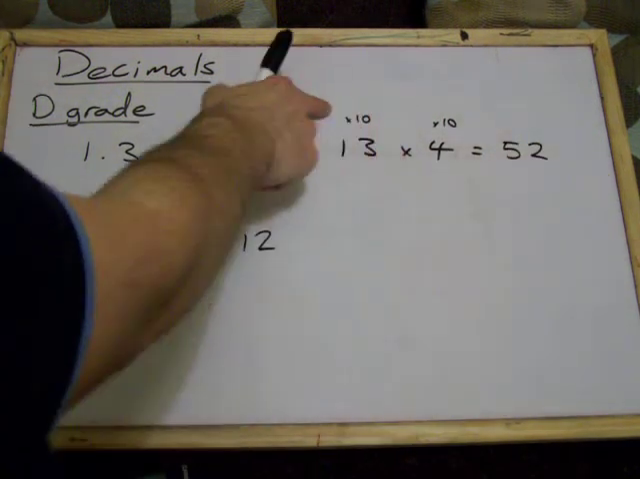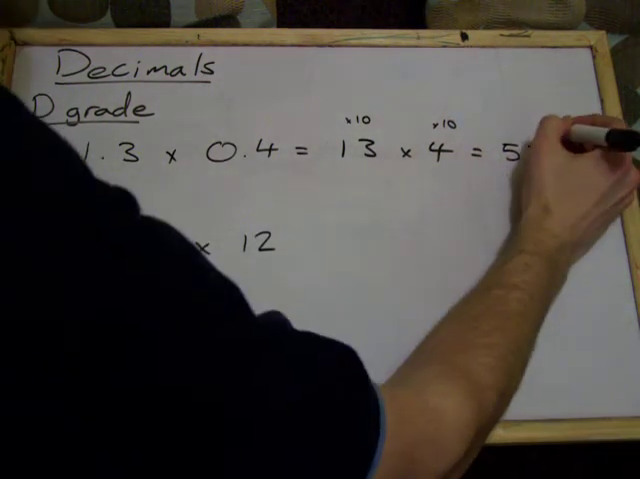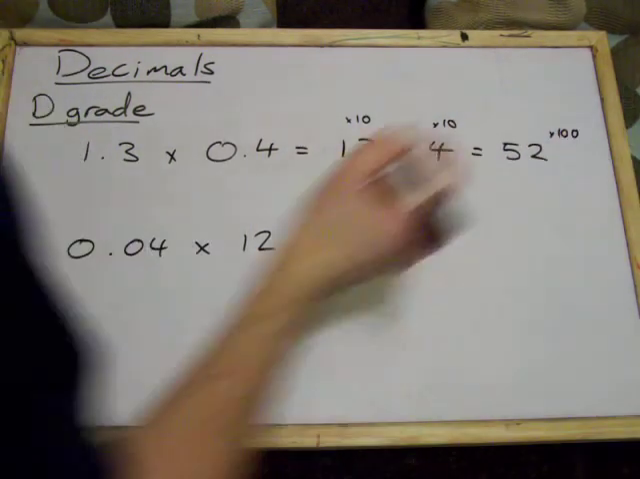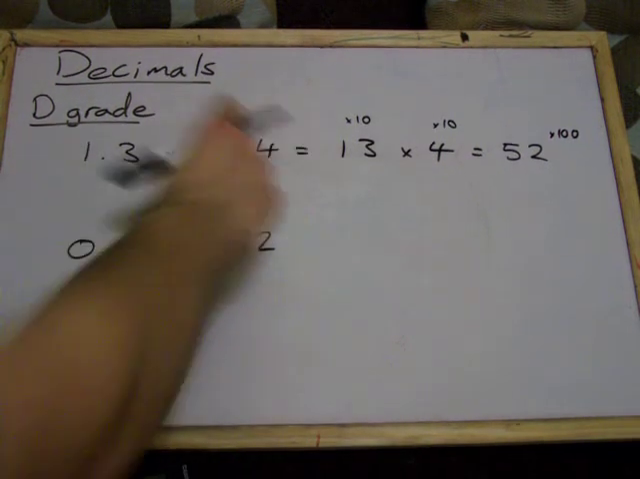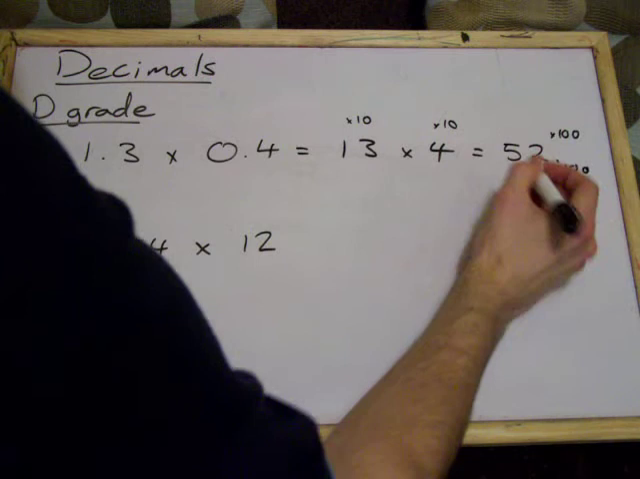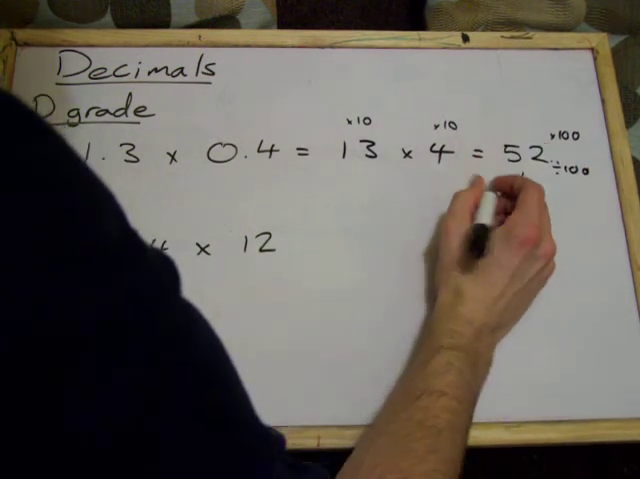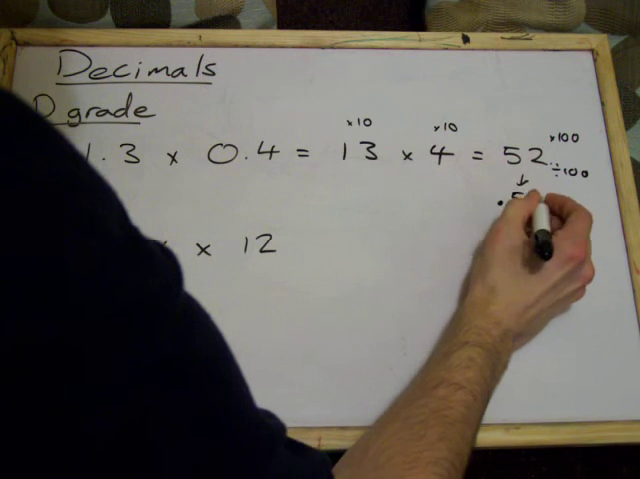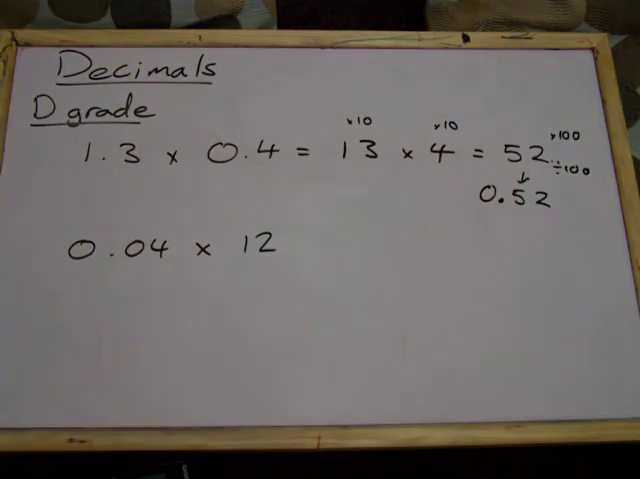My answer is going to be 10 times bigger, and 10 times bigger than that, so 10 times 10 is 100 times bigger. This answer here is 100 times bigger than it should be. So to get the actual answer, what these multiplied would be, I divide it by 100. I divide it by 100 to get my actual answer, and that's going to be back once, back twice, 0.52. If I type it in on the calculator, you'll have to trust me, it works.